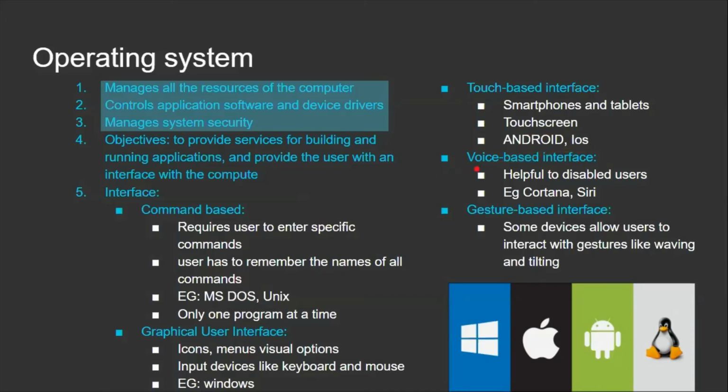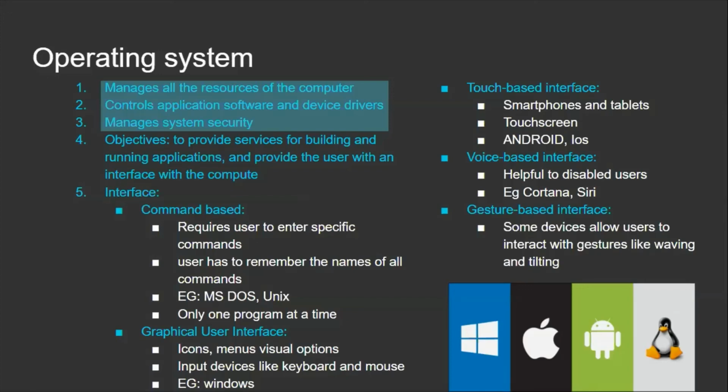After that, we have voice-based interface, which is helpful to disabled users, because some people are born with a disability which prevents them from using some gestures, or they cannot see. So voice-based interface helps them a lot, like Cortana and Siri, because you can just speak to them. It really helps them a lot.